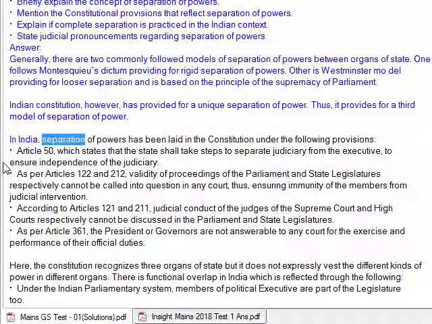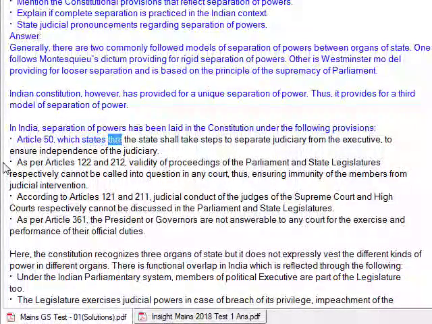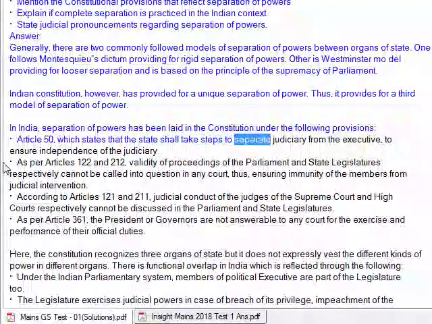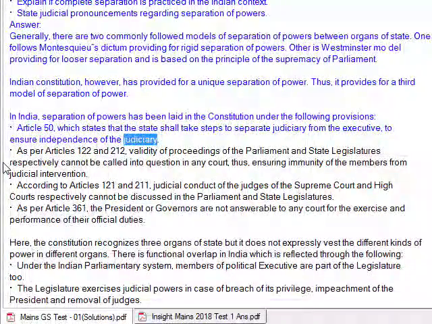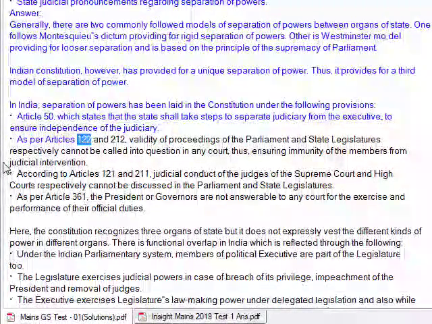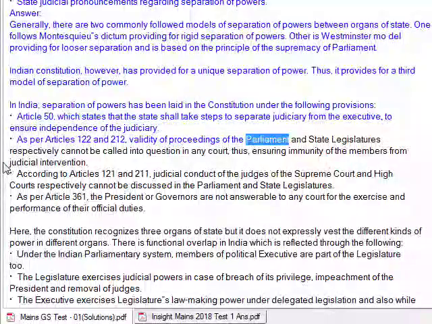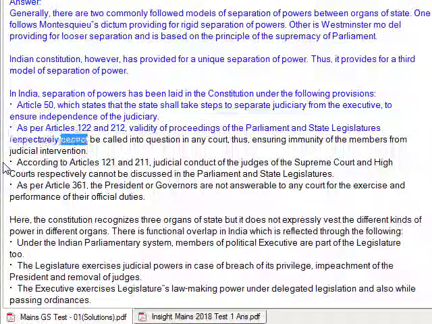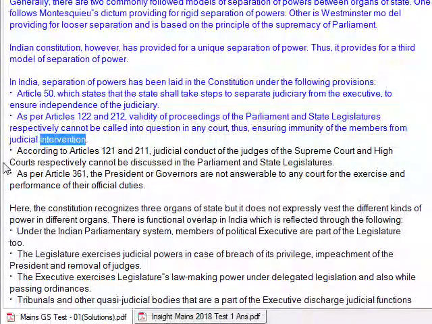In India, separation of powers has been laid in the Constitution under the following provisions. Article 50, which states that the state shall take steps to separate the judiciary from the executive, to ensure independence of the judiciary. As per Articles 122 and 212, validity of proceedings within the Parliament and state legislatures respectively cannot be called into question in any court, thus ensuring immunity of the members from judicial intervention.